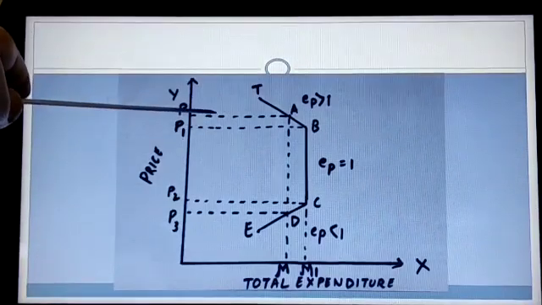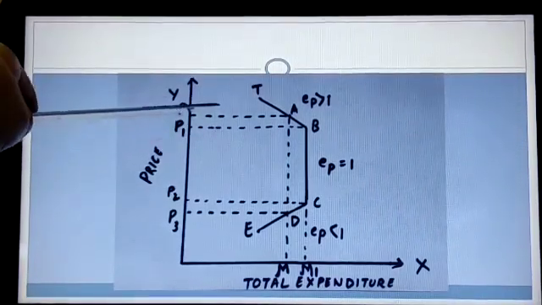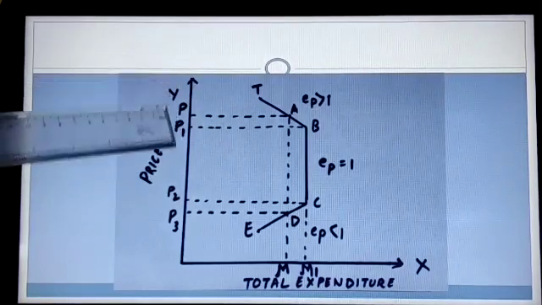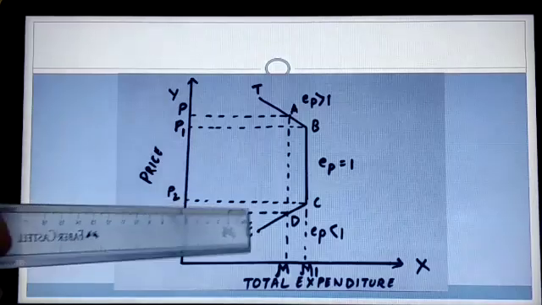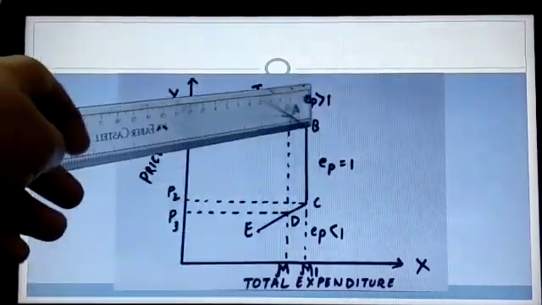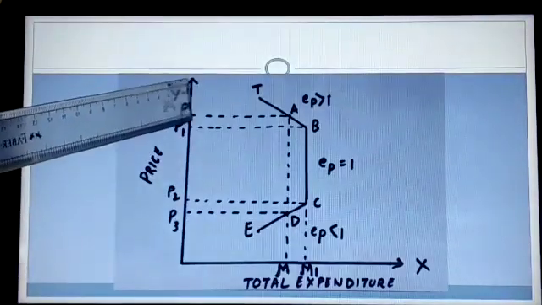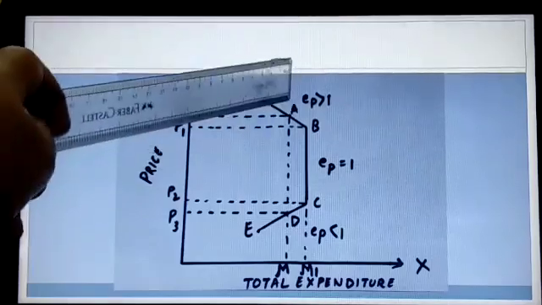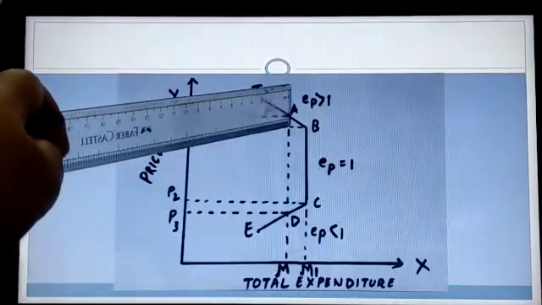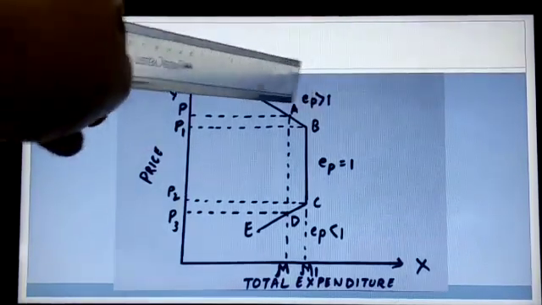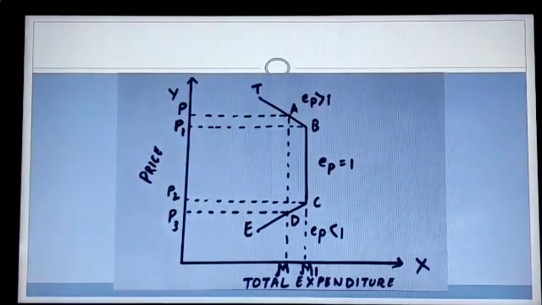Move on to the explanation. This is price P. When the price is falling from P to P1, the total expenditure increases from A to B position. A means M, B means M1. Price falls, total expenditure increases from M to M1. Price falling, total expenditure increasing: opposite direction, EP greater than 1. In this place, EP will be greater than 1.